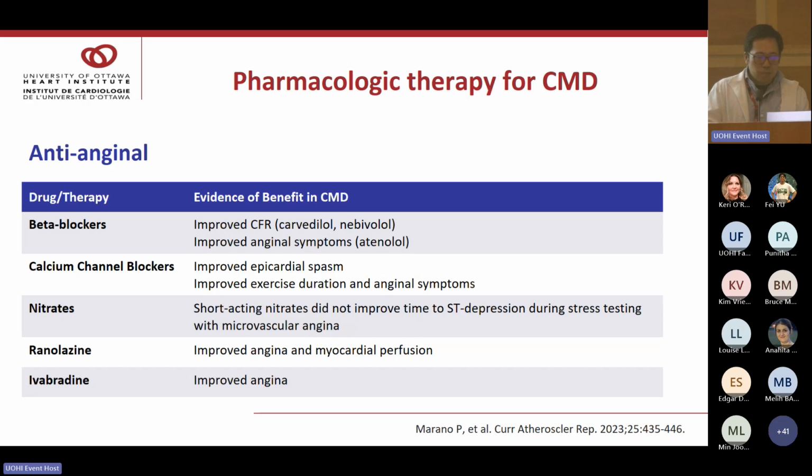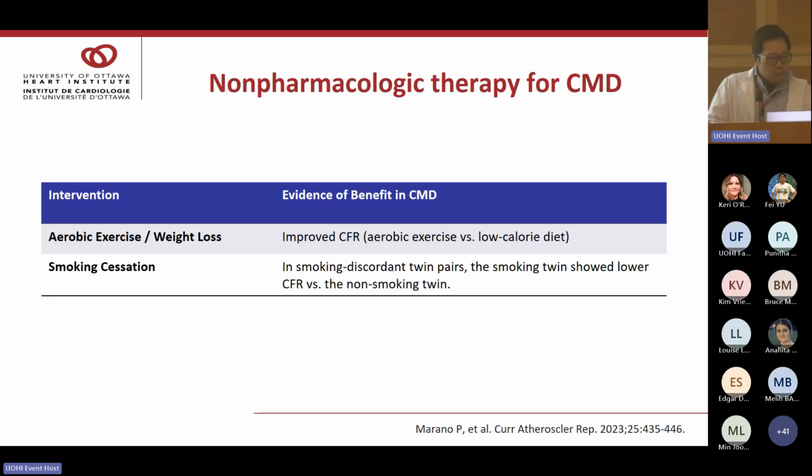Anti-anginal medications include beta blockers, calcium channel blockers, and newer agents such as ranolazine or ivabradine. These medications may help relieve symptoms by improving coronary flow reserve or reducing myocardial oxygen demand. In terms of non-pharmacologic therapy, aerobic exercise, weight loss, and smoking cessation were reported to be beneficial for CMD.